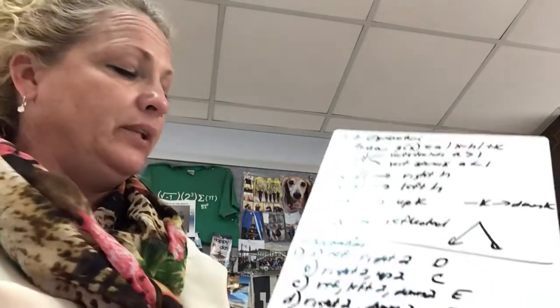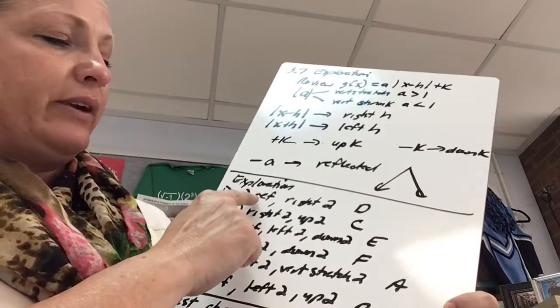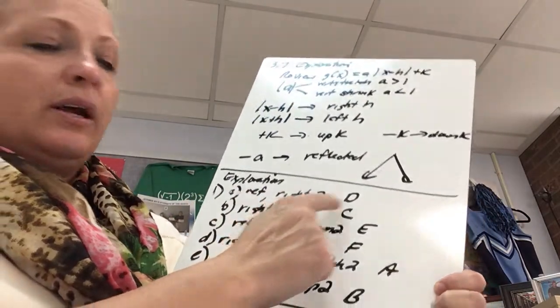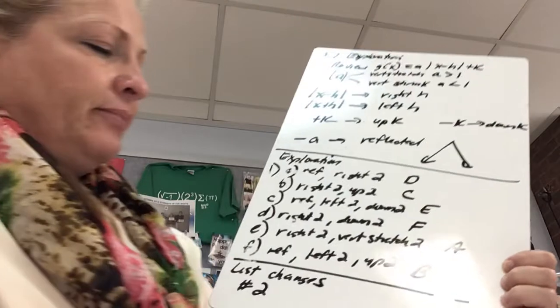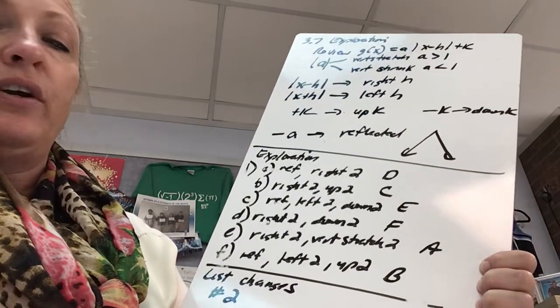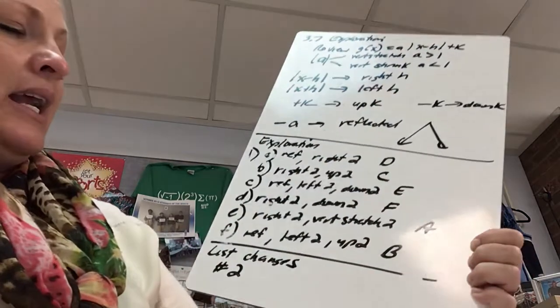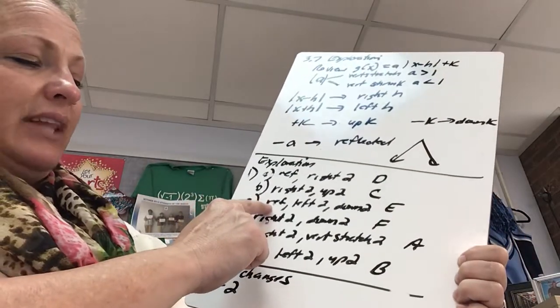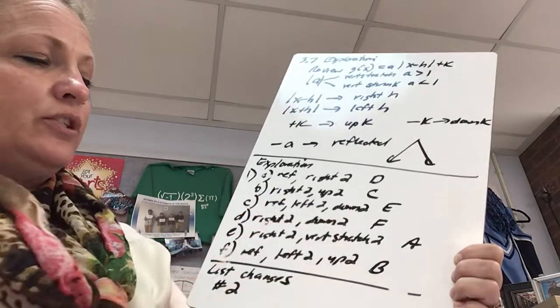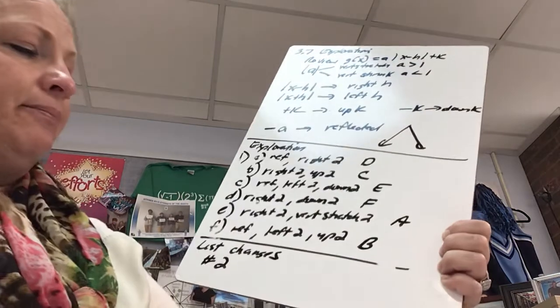So if you are back, you completed the matching. So 1A, how did it change from the parent graph? It was reflected and moved right 2, so that means it was graph D. In part B, it was moved right 2 and up 2, so the vertex changed to (2, 2), so that's why it's graph C. In the next one, it was reflected and moved left 2 and down 2, so the vertex is (-2, -2), that's graph E.